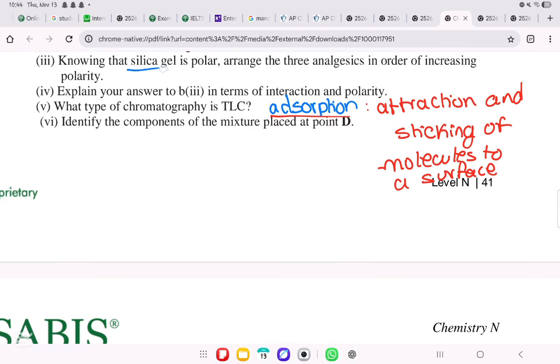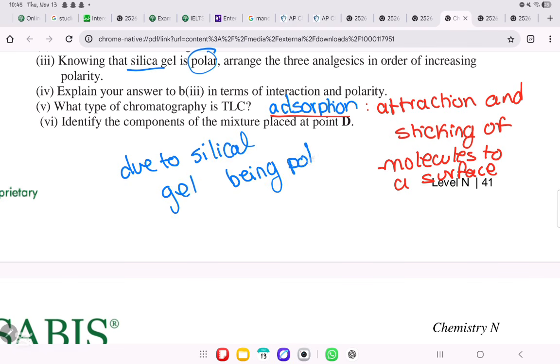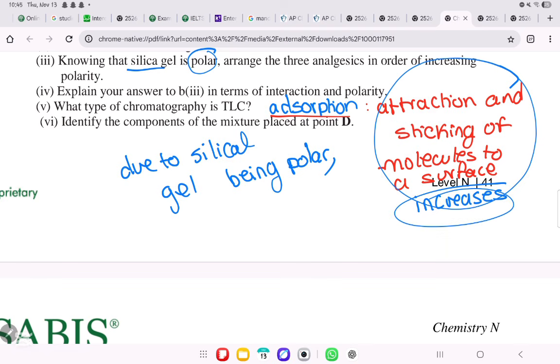Now, why is chromatography in TLC adsorption? Because silica gel is polar. What were we talking about? We were talking about the more polar something is, the more it gets attracted to the silica gel being polar, right? So the more it sticks to a surface. So now we can say, due to silica gel being polar, attraction and sticking of molecules to a surface increases, right? So then we can say that the type of chromatography in TLC is adsorption.